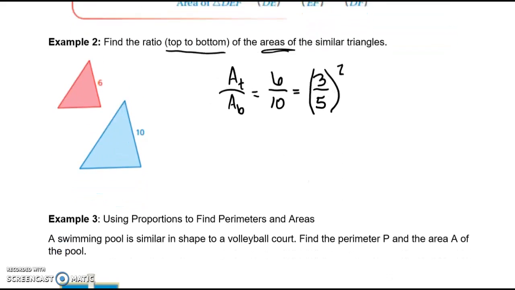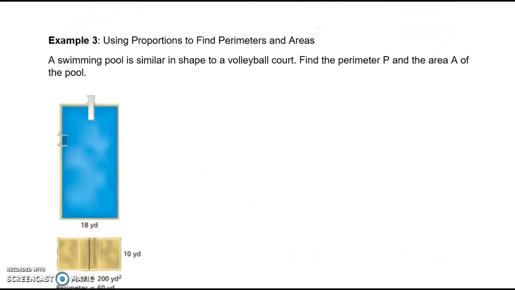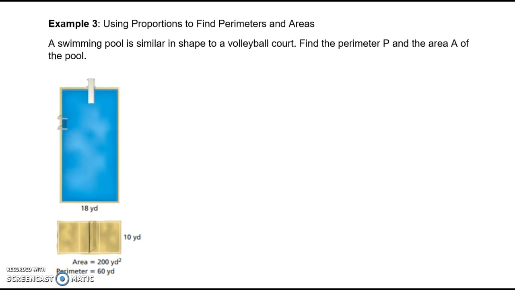And let's try one real life situation. We're going to use both of these and kind of bring it together. So if you're still kind of lost, that's okay, we'll get you going right here. A swimming pool is similar in shape to a volleyball court. Here's a pool, here's a volleyball court. Hey, they're both rectangles in this case. Find the perimeter P and the area A of the pool. When it says find the perimeter and the area, we are just going to change that to find the ratios of the perimeter P and the area.